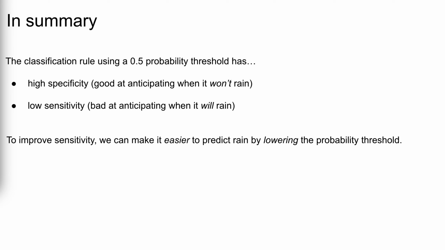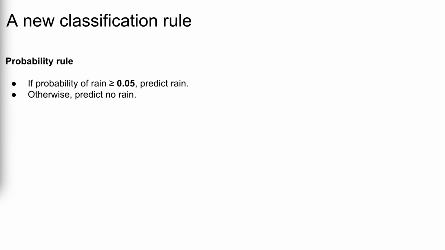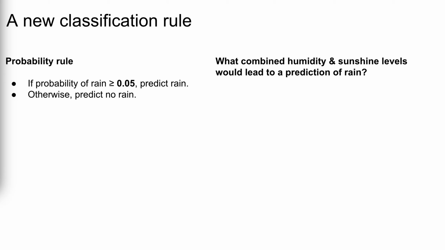In summary, our classification rule using a 0.5 probability threshold has high specificity, meaning it's good at anticipating when it won't rain, but low sensitivity, meaning it's bad at anticipating when it will rain. To improve sensitivity, we can make it easier to predict rain by lowering the probability threshold. For example, suppose that if there's even a 5% chance of rain, then we'll predict rain. In this case, what combined levels of humidity and sunshine would lead to a prediction of rain?